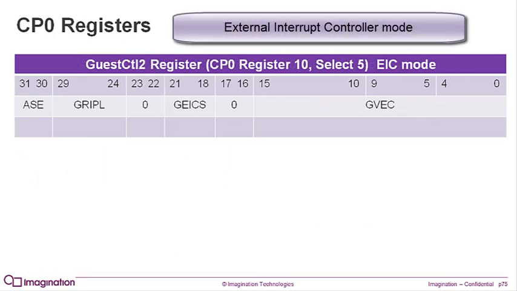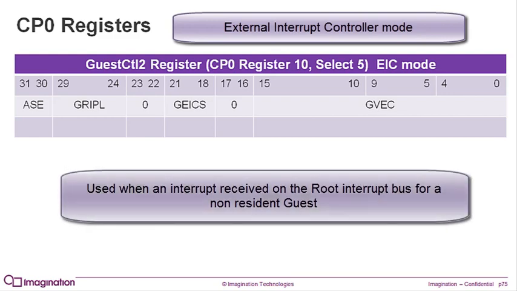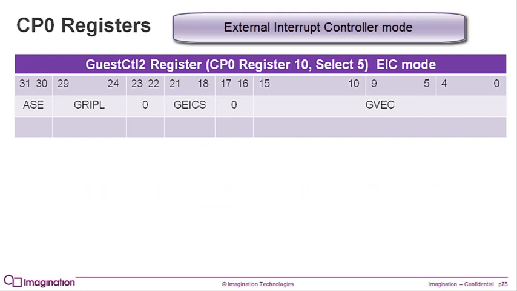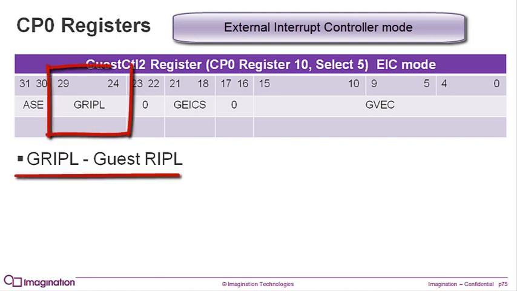If the core is in external interrupt controller mode, these fields are written only when an interrupt is received on the root interrupt bus for a non-resident guest. The external interrupt controller writes the following fields: GRIPL is the requested interrupt priority level. In the MIPS EIC implementation, this is treated as the vector number for the processor once it enters guest mode.